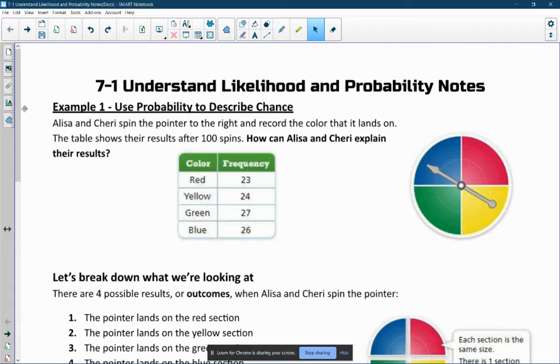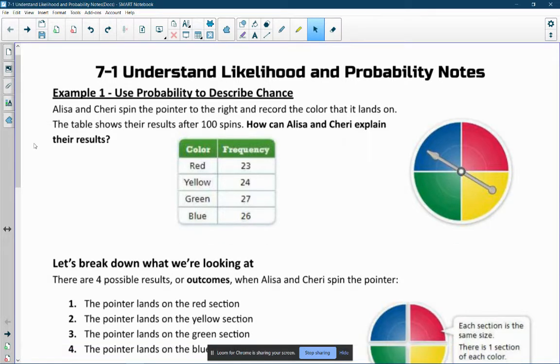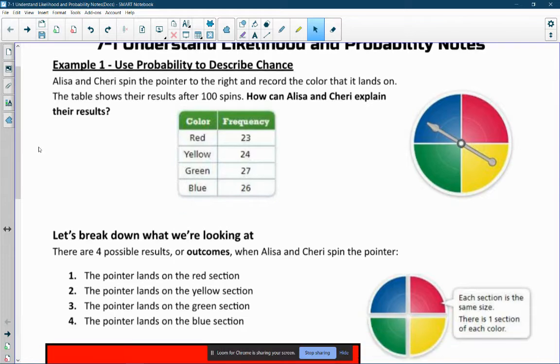If we look at the table, we see those colors on the left and the frequency on the right. The frequency just means how often the spinner landed on the color. For red, it landed 23 times, yellow 24, green 27, and blue 26. They spun 100 times, and those are the number of times it landed on each color. Let's break down what we're looking at so we can diagnose what probability is, and especially the probability of the spinner.